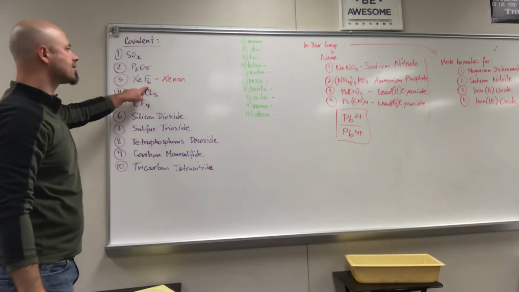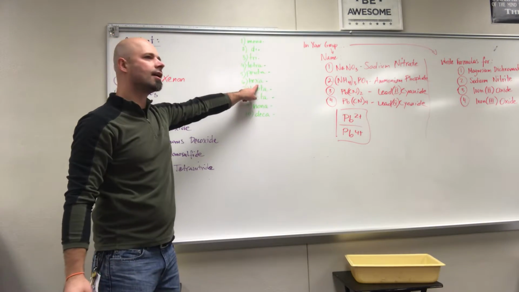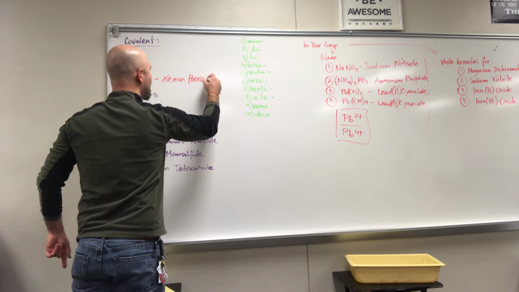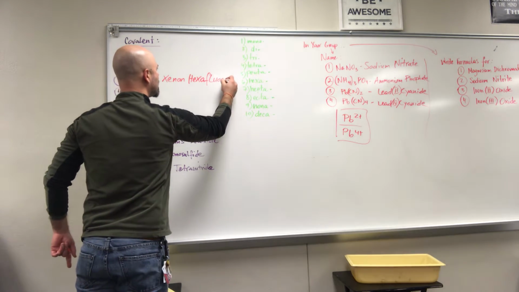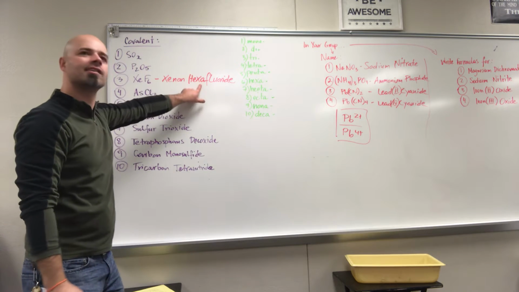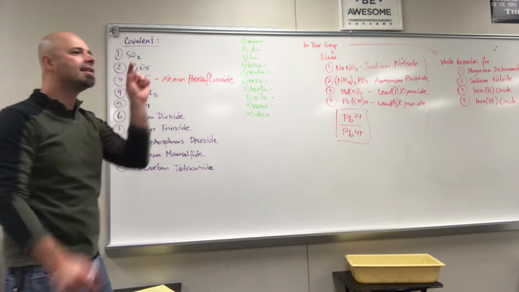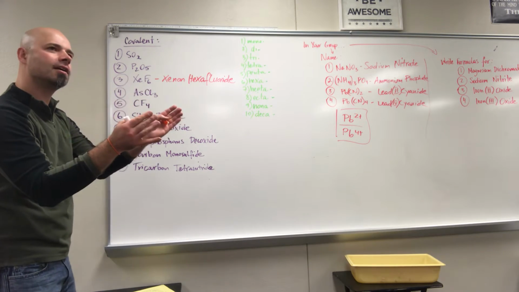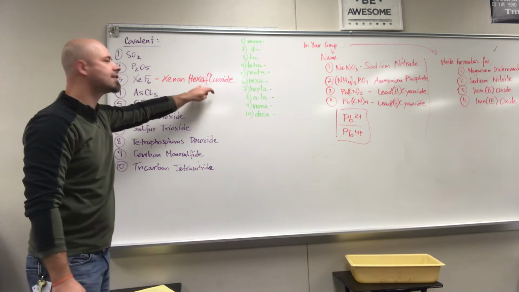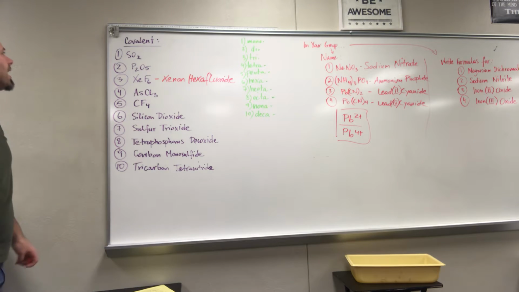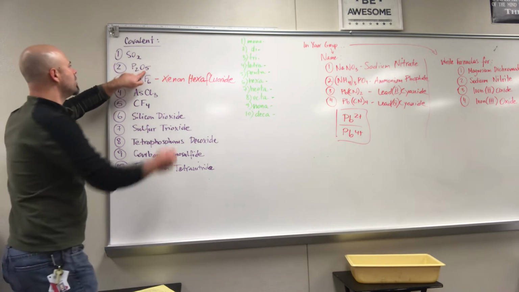And what's 6? Hexa. So this is xenon hexafluoride. So basically you're saying 1 xenon, 6 fluorines. So the ending is still IDE for the second one, like it was in ionic, but you use the prefixes, that's how you know it's covalent. Xenon hexafluoride.